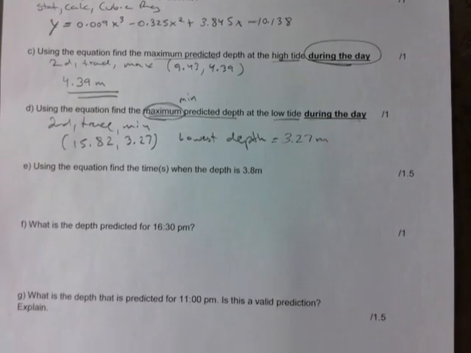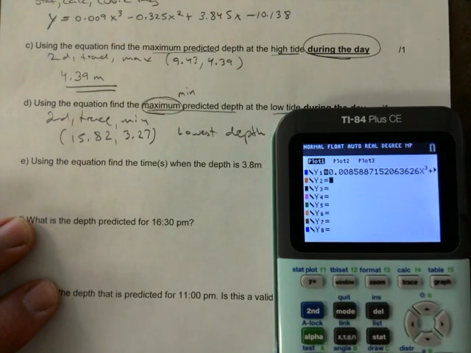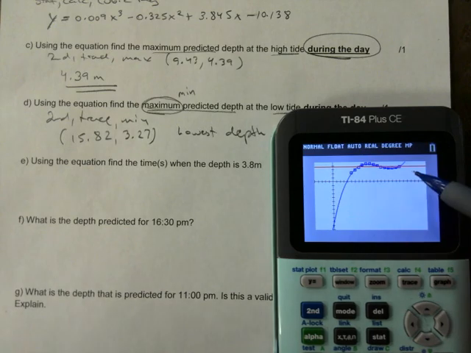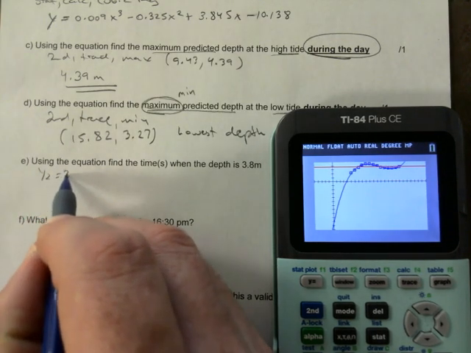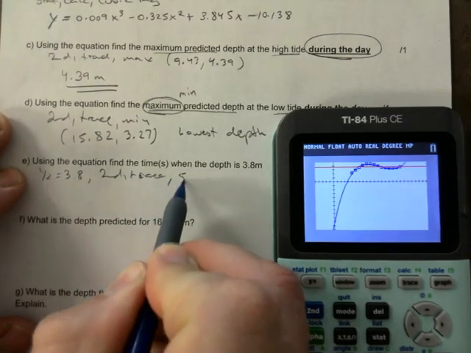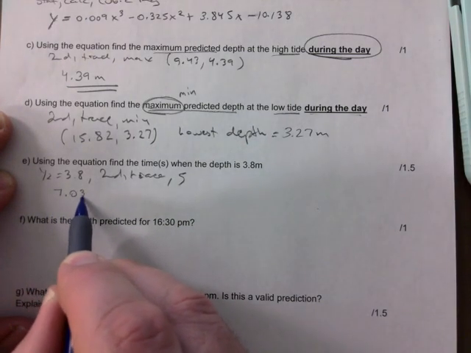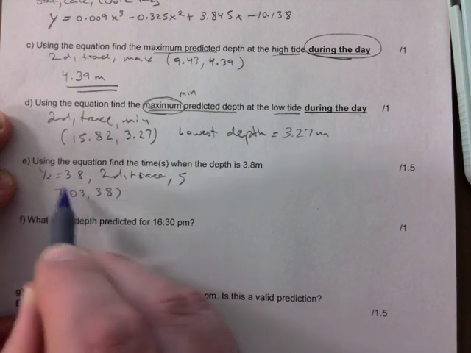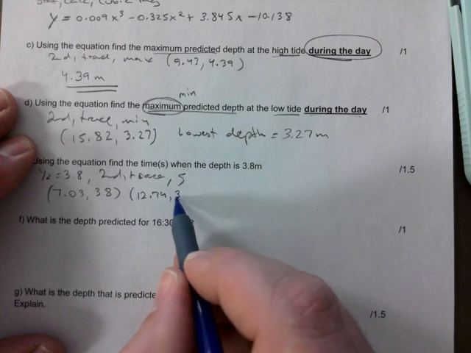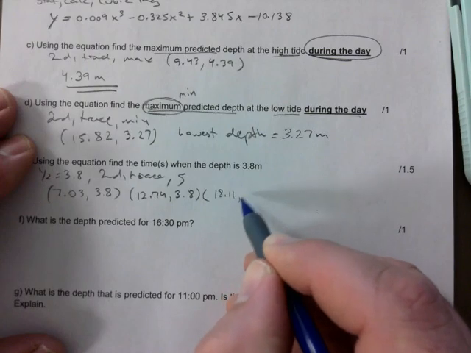Using the equation, find the time or the times where the depth is 3.8 meters. So we're going to go y equals, we're going to let y2 equal 3.8. And so I'm going to go find all three of those. So y2 is equal to 3.8. Second trace 5. Chicken scratch, right? So I'm just going to give you the answers. 7.03, 3.8 is one of them. Then it's 12.74, 3.8. And the third one is 18.11, 3.8.